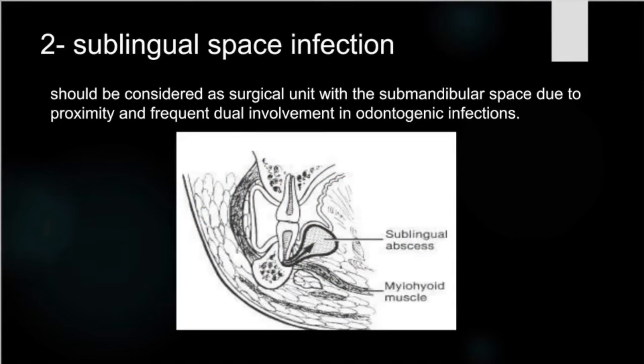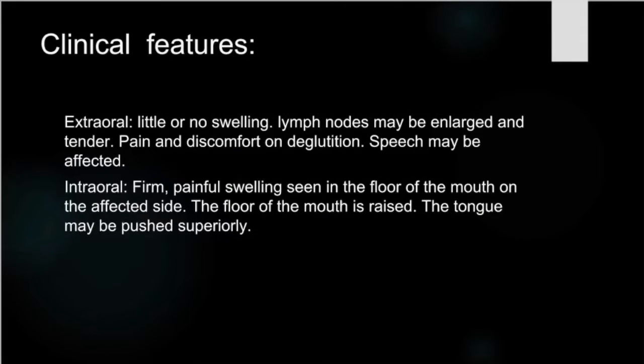Submandibular and sublingual spaces are surgically distinct but should be considered as one surgical unit because of their proximity and frequent dual involvement in odontogenic infection. Infected premolar and first molar teeth frequently drain into this space due to their root apices existing superior to the mylohyoid muscle. Extraorally, there is little or no swelling. The lymph nodes may be enlarged and tender. Pain and discomfort on swallowing.